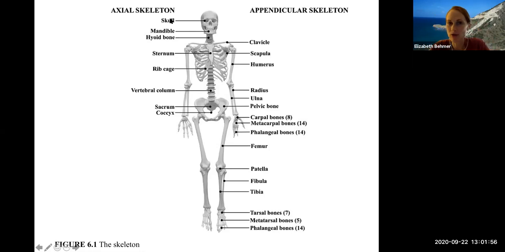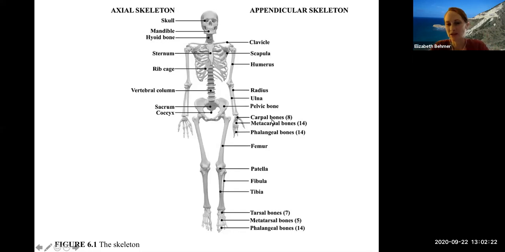Your skull bones, the mandible, which is your jawbone, the hyoid bone surrounds your larynx. The sternum is your breastbone, the rib cage, the vertebral column makes up your spine, the sacrum and coccyx is your tailbone. So these are all the bones in the axial skeleton. And again, these are all the central bones within the axis of the body.